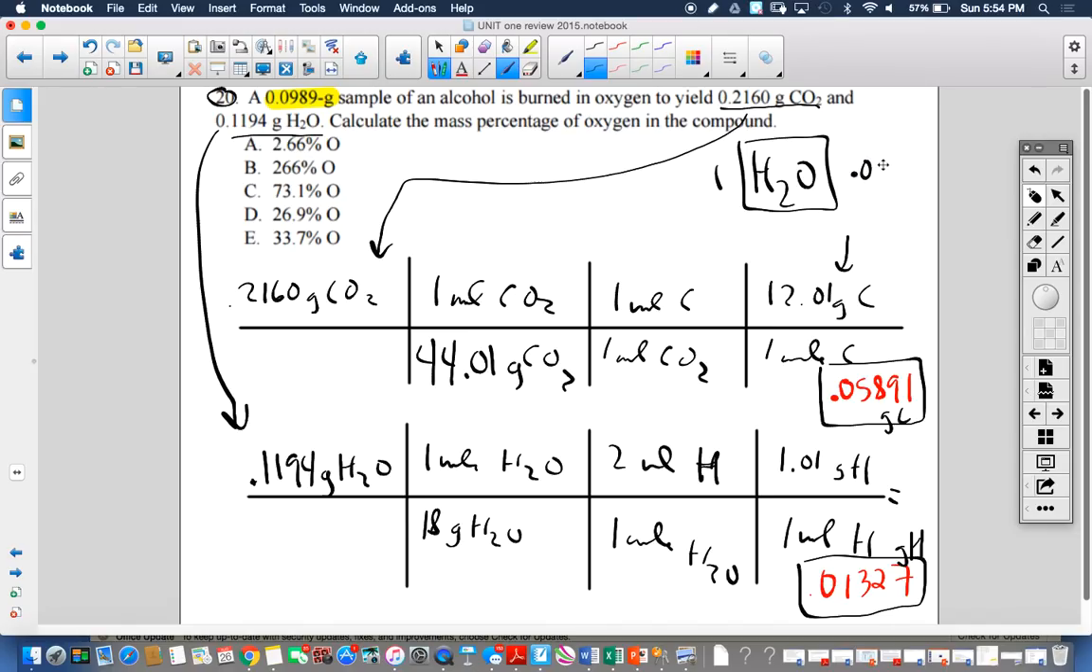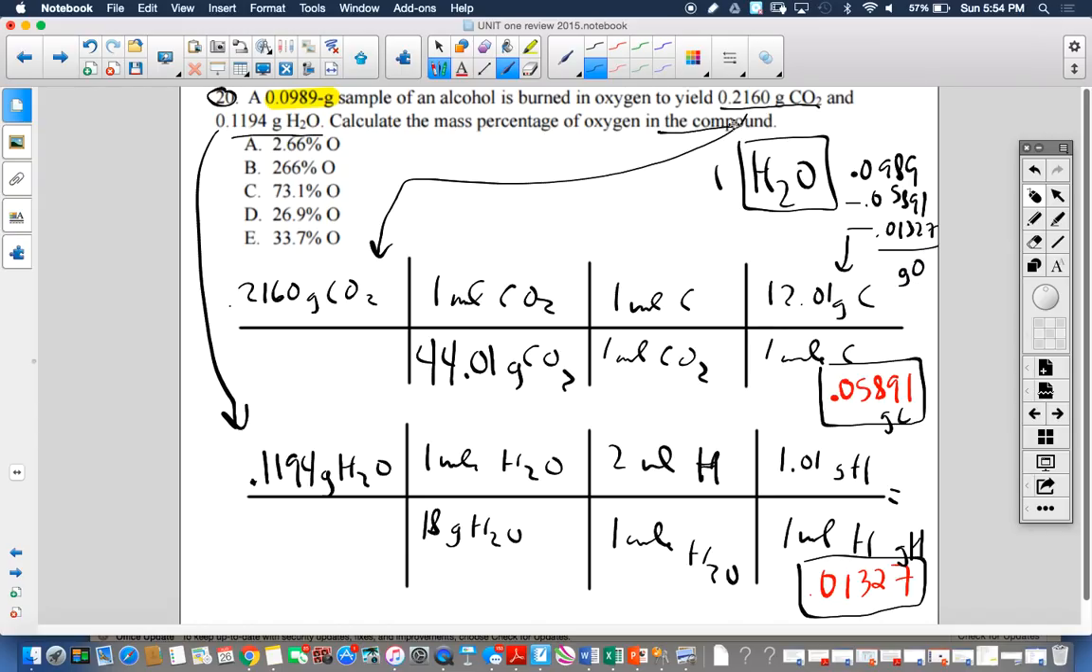All you do to find the oxygen percentage is you're going to take the sample. So you go 0.0989 minus 0.05891 minus 0.01327. Subtract out the carbon and the hydrogen. You're going to get just the grams of oxygen.